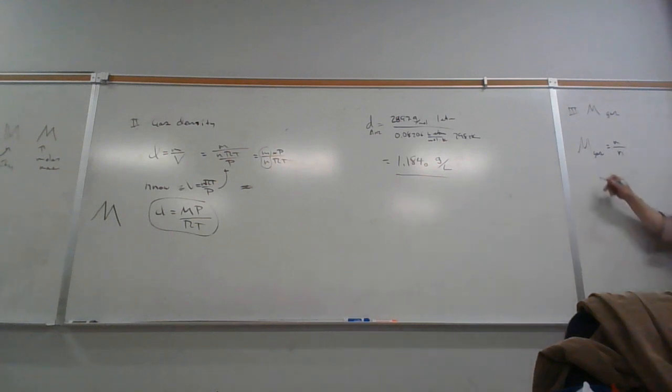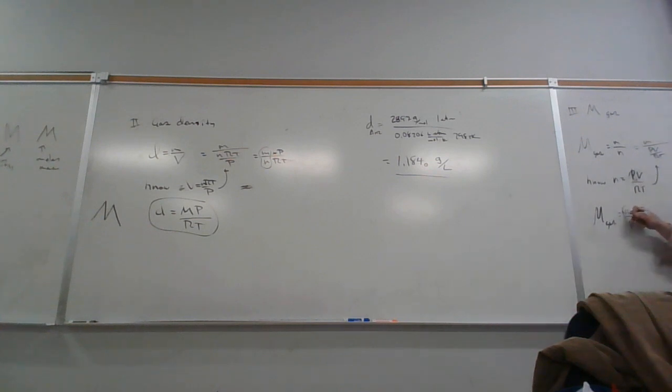And so we do the same thing. We know that n is equal to, what is n equal to? n is equal to PV over RT. Right? And then we'll substitute that in here. So that gives us the mass over PV over RT. Then we'll invert and multiply. So the molar mass of the gas is equal to mRT over PV.